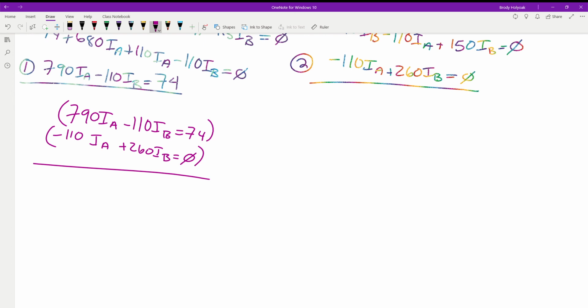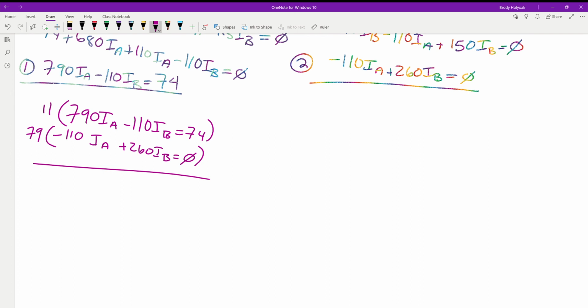So what we have to do is multiply the top and the bottom by some value to get them equal. In this case, I would multiply the top by 11, and I would multiply the bottom by 79. Because both of them end in a 0, let's just chop that off to make our number smaller. I think this value here is probably our least common multiple. So we multiply the whole top equation by 11, we multiply the whole bottom equation by 79, and we're going to get two new equations.